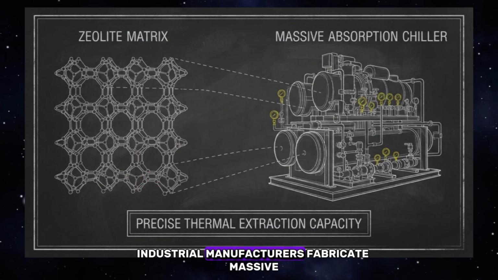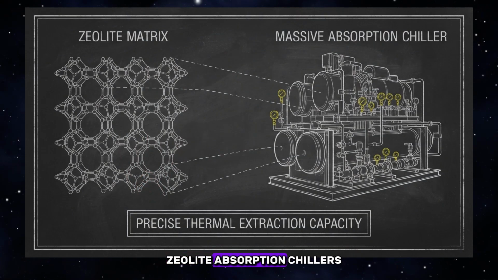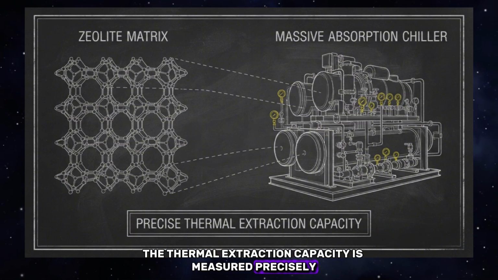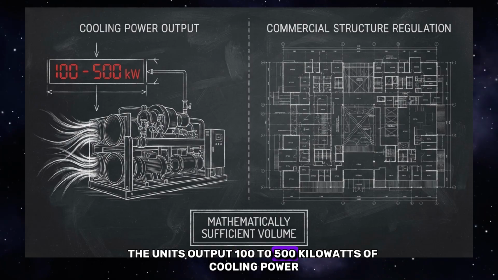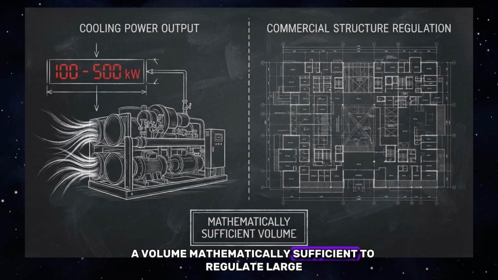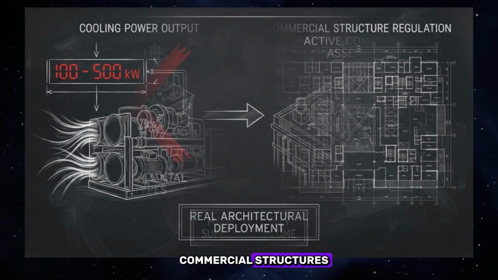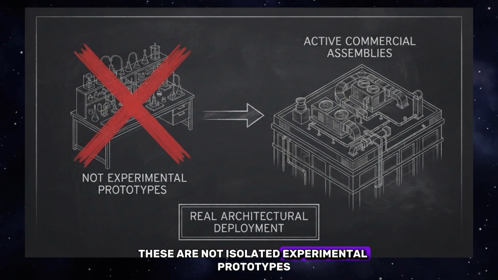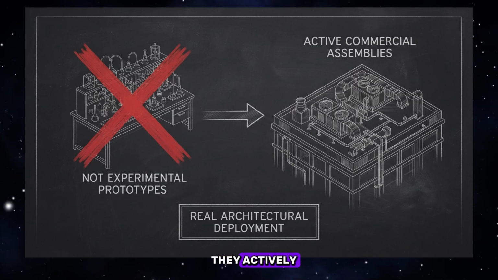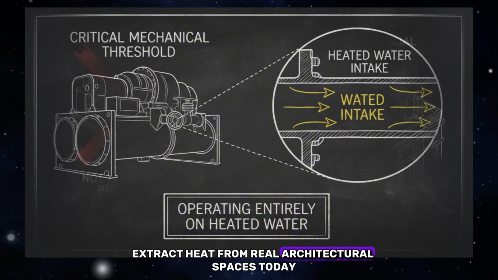Industrial manufacturers fabricate massive zeolite adsorption chillers. The thermal extraction capacity is measured precisely. The units output 100 to 500 kilowatts of cooling power, a volume mathematically sufficient to regulate large commercial structures. These are not isolated experimental prototypes. They are commercial assemblies. They actively extract heat from real architectural spaces today.